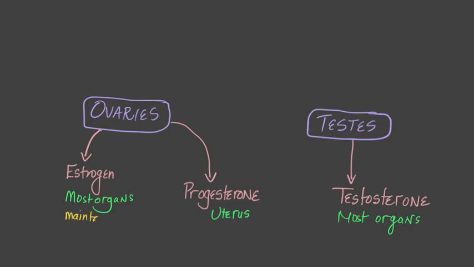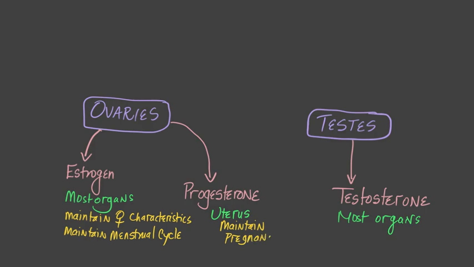Estrogen maintains the female characteristics such as mammary glands, uterus, fallopian tube, etc. The estrogen also helps to maintain the female menstrual cycle. Progesterone is the pregnancy hormone. It maintains pregnancy. Testosterone maintains male characteristics, and it also promotes libido.